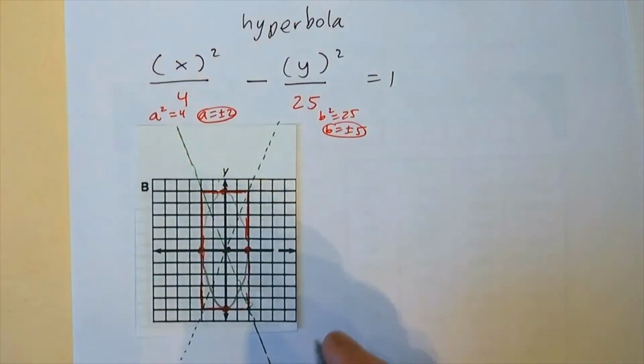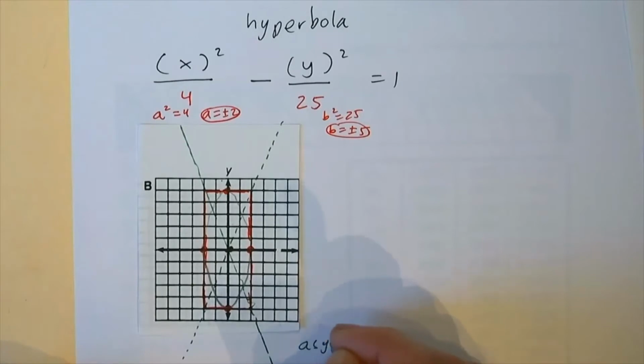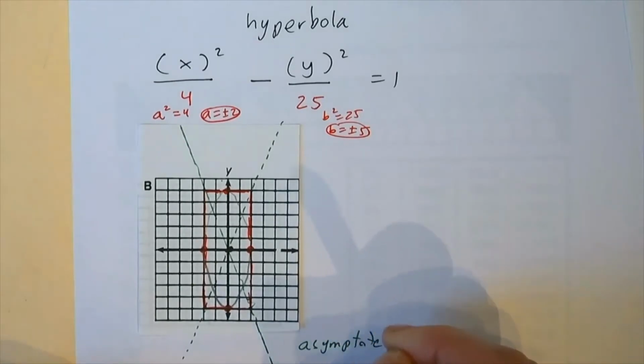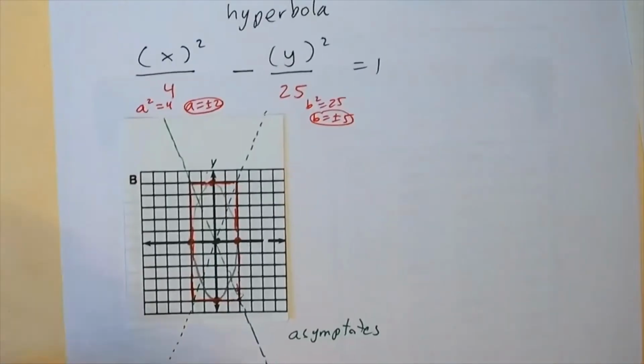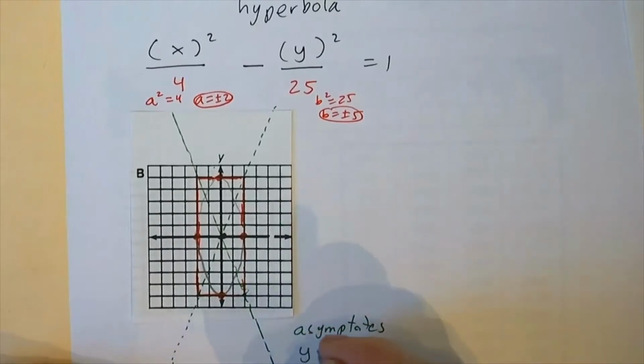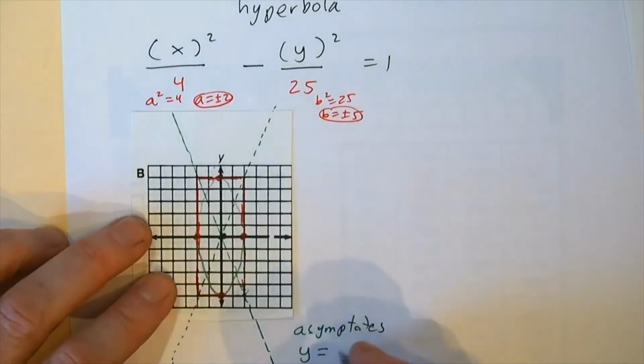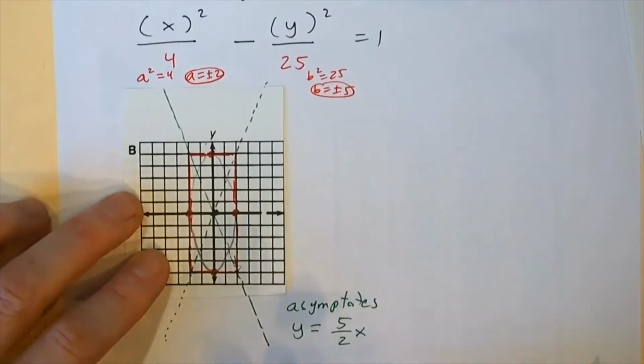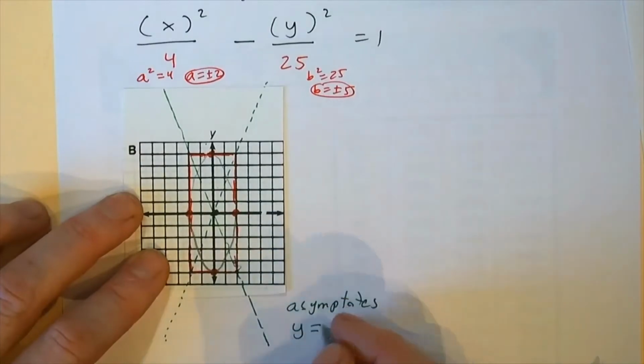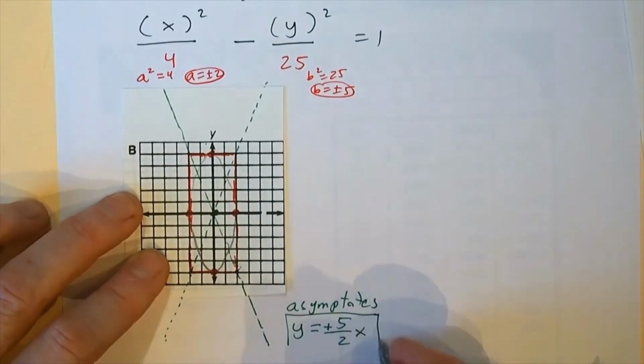These are the asymptotes. I may even say, what are the equations of the asymptotes? You would say, well, y equals, what was the slope? Slope up 5 over 2. Up 5 over 2x. But wait, we also did one that went down 5 over 2. So put plus or minus.